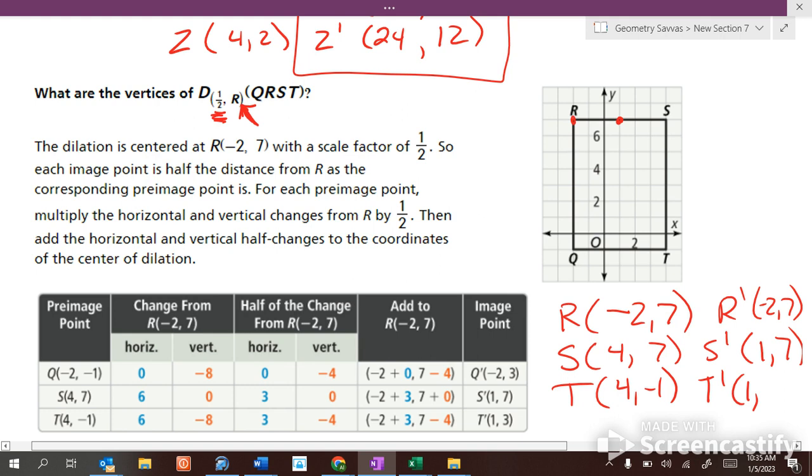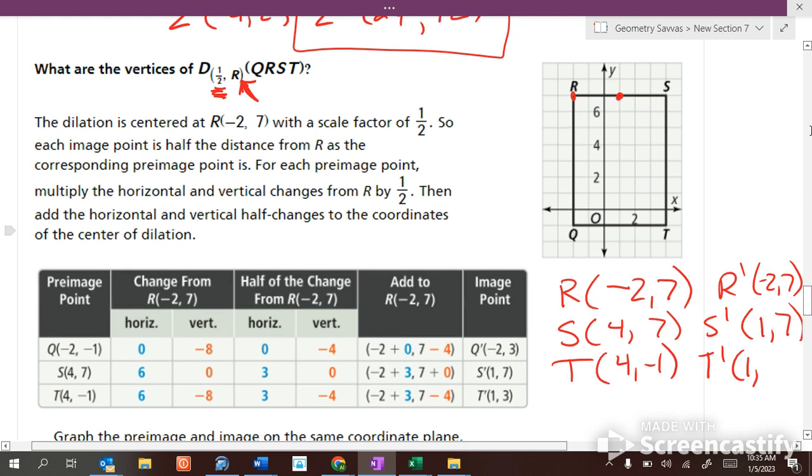And then how far down is T? Well, if we go down 1, 2, 3, 4, 5, 6, 7, 8. T is 8 down from R. What's half of 8? Trevor? 4. So we're going to go down 4. 1, 2, 3, 4. So 4 down is 3 up. Okay? 3 up from the axis. So T will be over and down. It's going to be right here. That's where T prime will be.